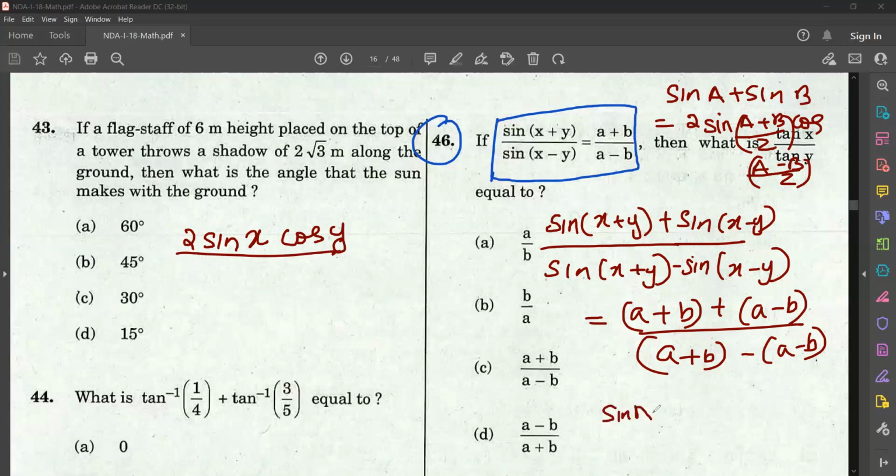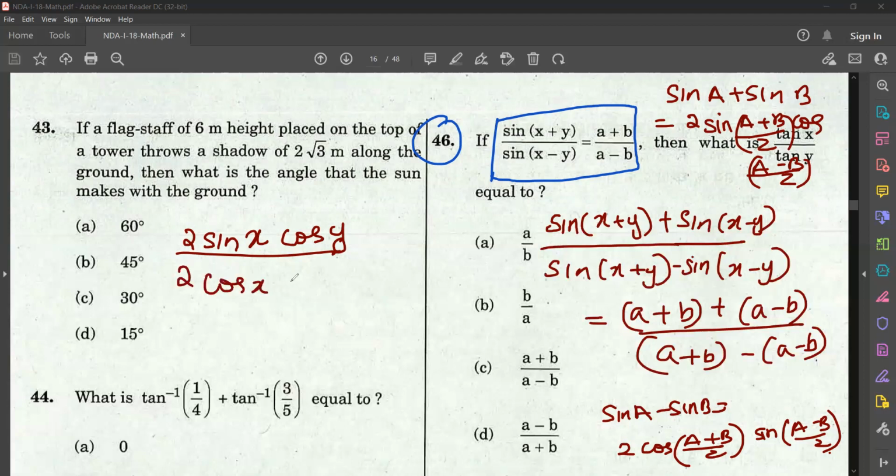Similarly, apply the formula for sine a minus sine b. Sine a minus sine b is 2 cos (a plus b) by 2 sine (a minus b) by 2. Putting that in this equation, you will get 2 cos x sin y. Whatever is common you can cancel, but you can see nothing common here.